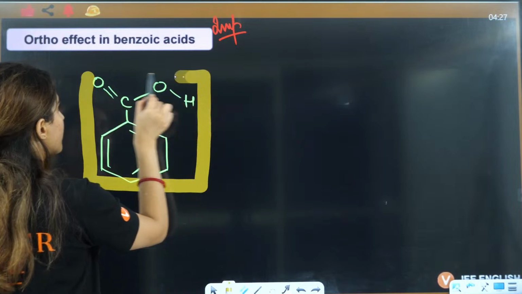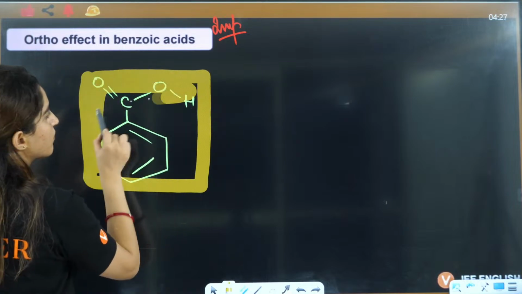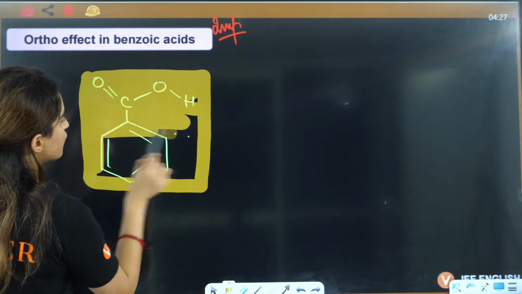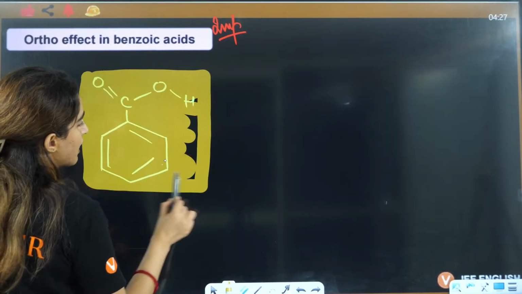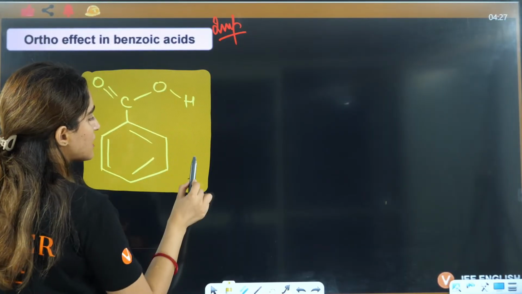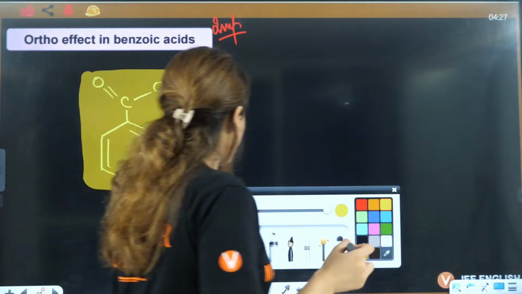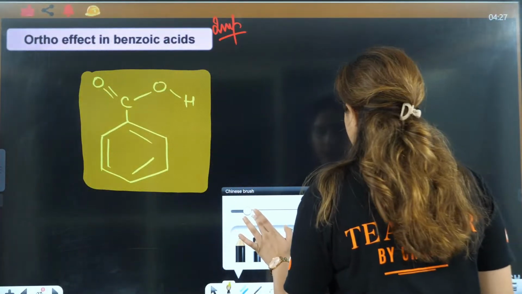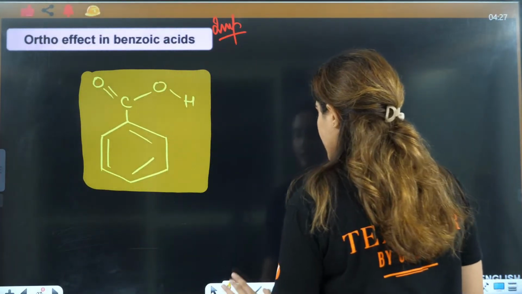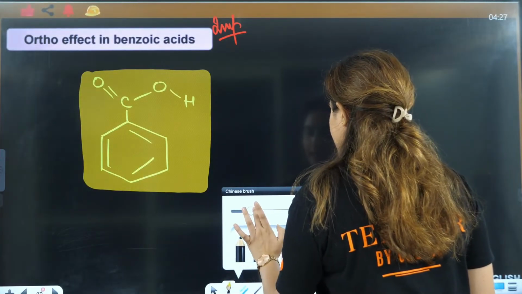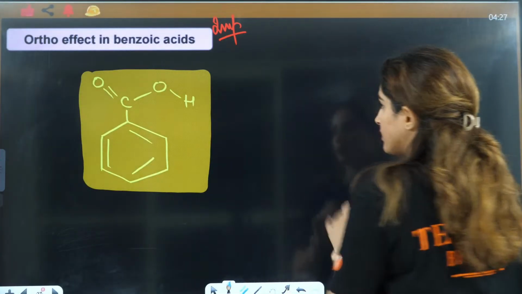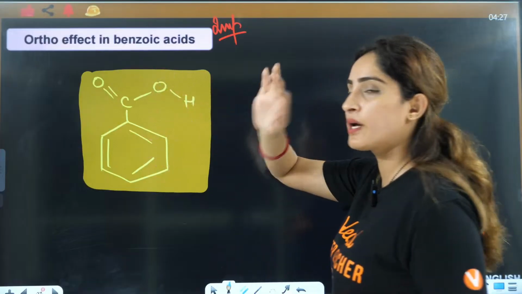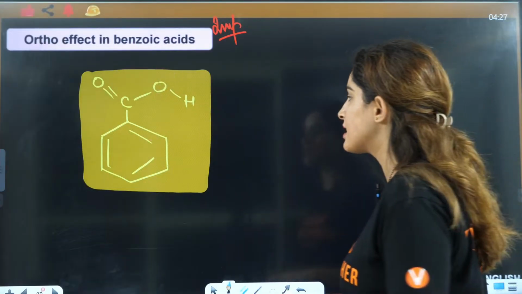This is in one plane. Because the plane is the same here, there is no tension on that. The plane is the same here for COOH. Now this benzene and this COOH are in the same plane.